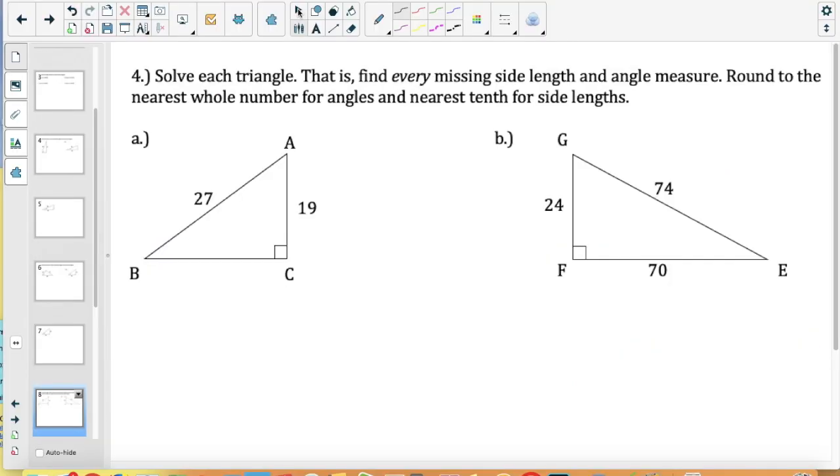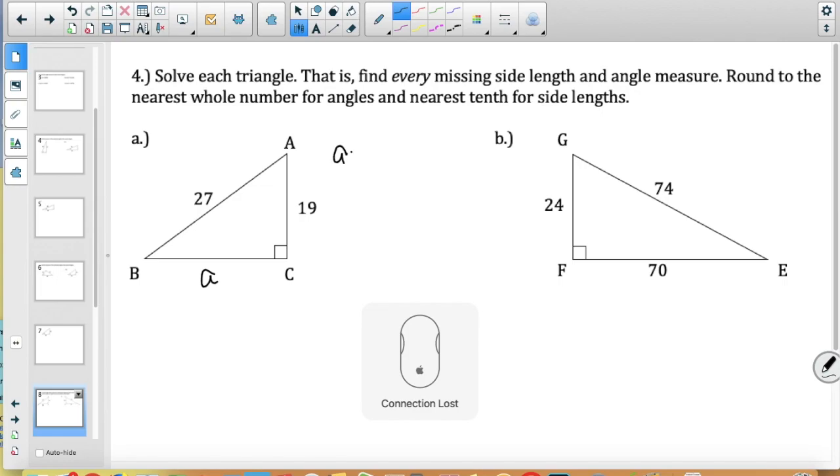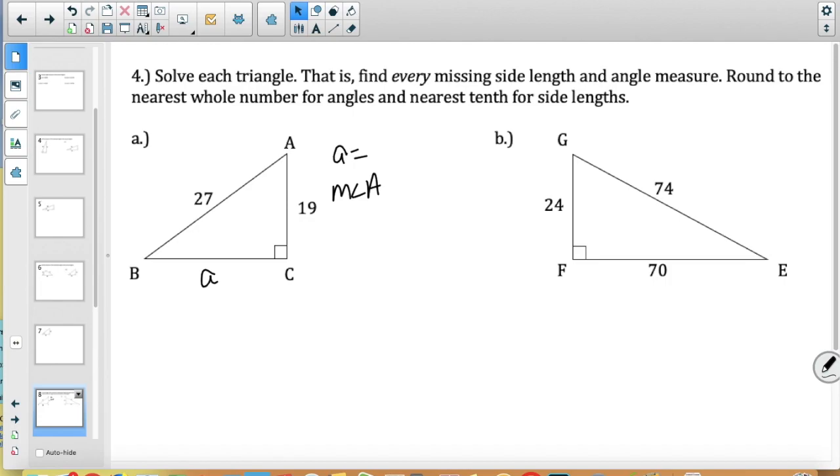Okay. This is example 4A and B, where the directions are to solve for all the triangle. So that means that you need to find all missing sides and angles. So hopefully you would agree here, this would be side A down here. So we need side A. We also need the measure of angle A and the measure of angle B.